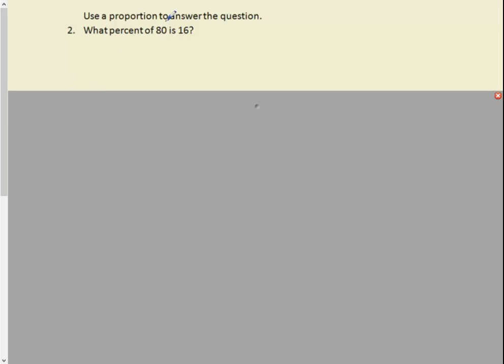Number 2, what percent of 80 is 16? So what percent, we don't know what we have over 100, equal to of 80 tells us that 80 goes in the denominator, is 16, 16 goes in the numerator. Now we have a couple of options here. Let's look at one way of solving this is to go ahead and simplify this, because it turns out 16 goes into 80.